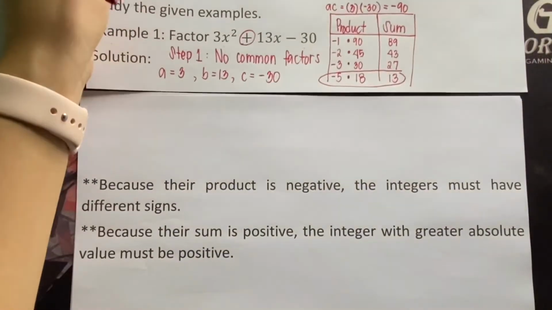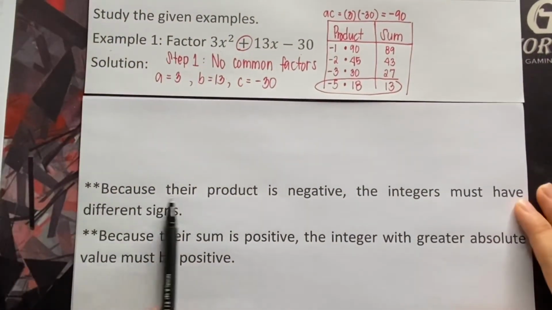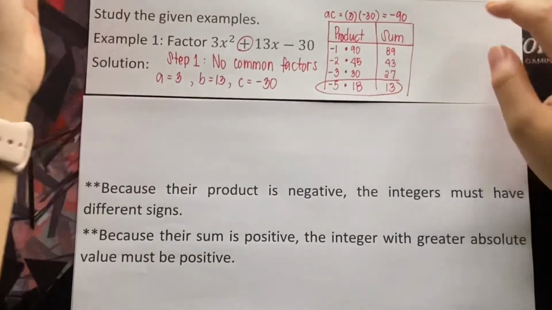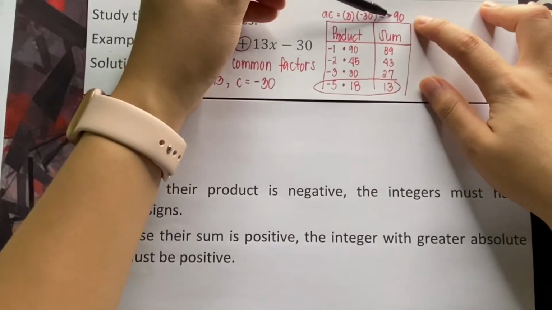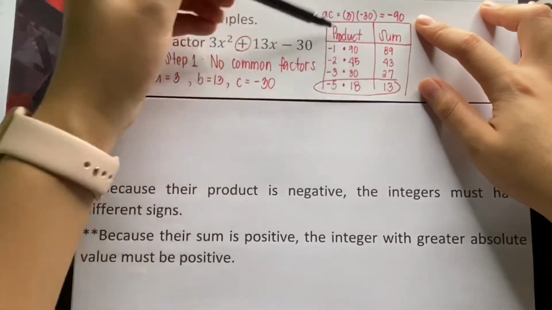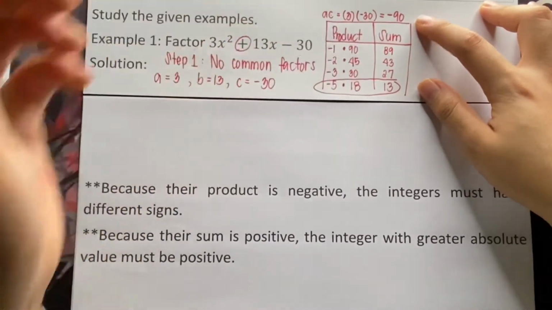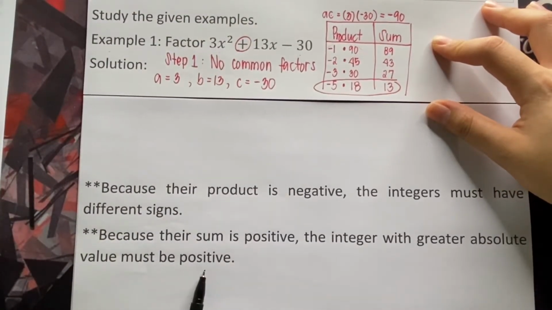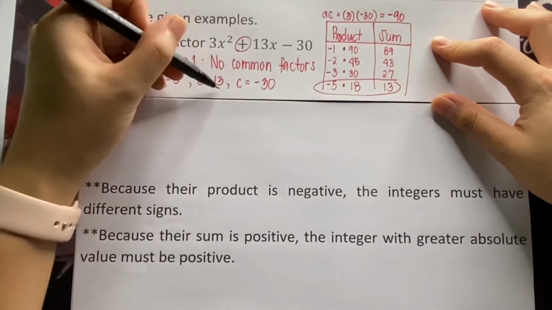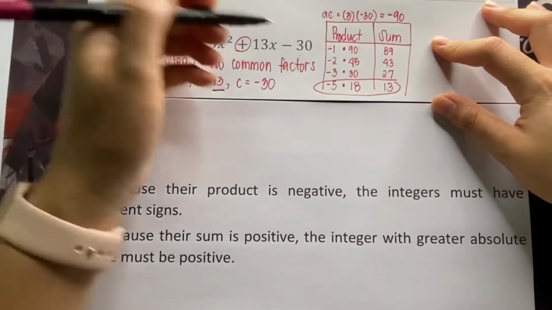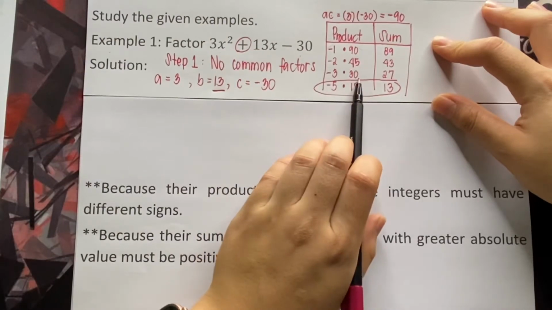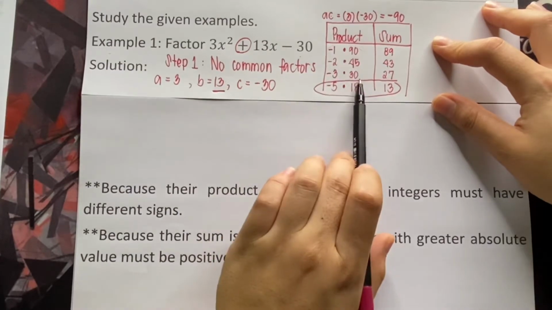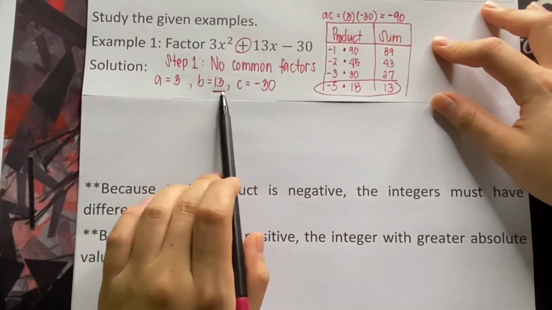Take note of this too. Because their product is negative, the integers must have different signs. So, dahil ang product ng AC ay negative, dapat ang integers ay magkaiba ng sign, different signs. Okay? Because their sum is positive, the integer with greater absolute value must be positive. Dahil daw ang sum na kukuhanin natin ay positive, kung ano raw ang number or ang integer na may mas malaking value ay positive. Kaya nalalaman natin kung alin ang negative at ano ang positive. Depende dun. Yung sum natin na B.